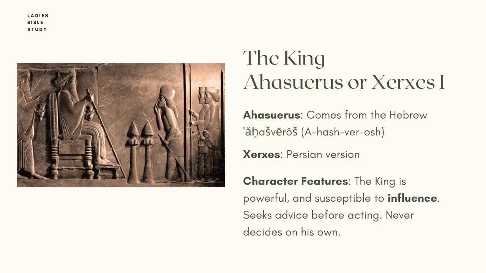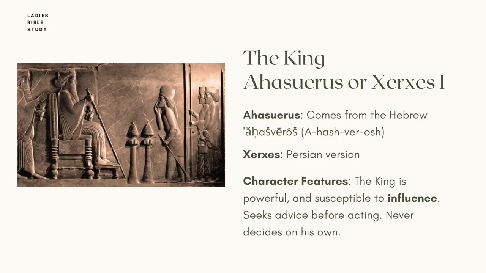If you were to look it up online, most people, all of the extra biblical sources, call him Xerxes the First. Why do we say Ahasuerus? Well, Ahasuerus comes from the Hebrew word Ahashverosh. So that's why the ESV chose the name Ahasuerus, to keep it closer to the original Hebrew. Xerxes, and I love this, is the Persian version. His Persian name would have been Xerxes, which is why most people call him Xerxes.